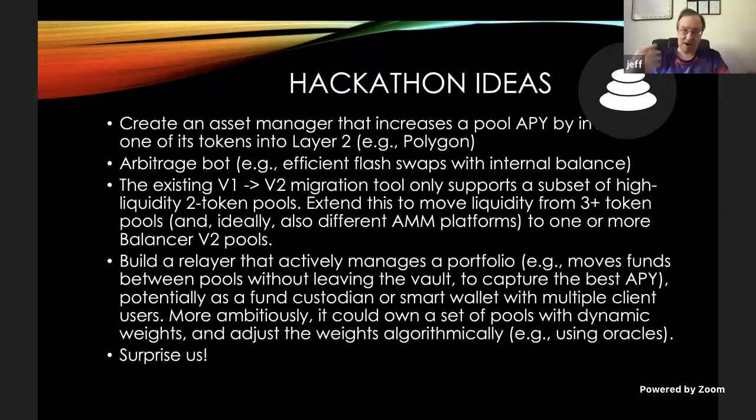The other thing is around asset management, portfolio management. You could make a relayer, one of these privileged or permission contracts that actively manages a portfolio. For instance, it could move between pools. Say you're invested in 4 or 5 different pools. Using the internal balances, you could withdraw from one into your internal balance and then join another one from your internal balance. So you're not transferring any tokens, but you're moving things in between your investments within the vault to capture a better APY.